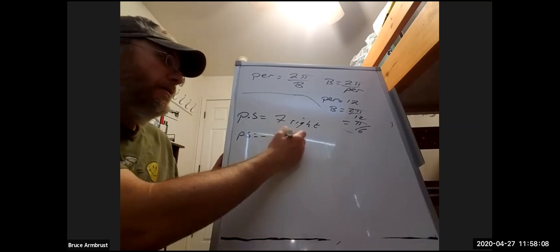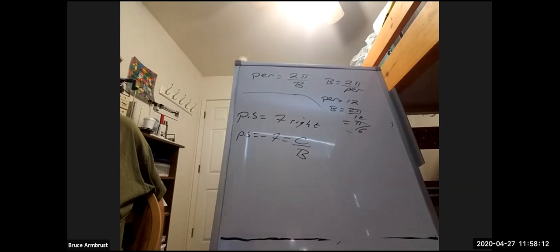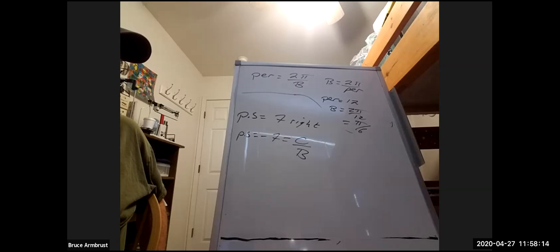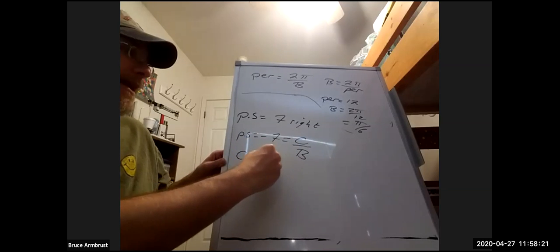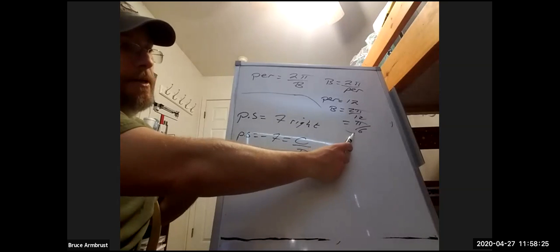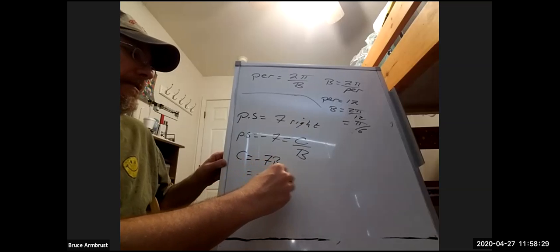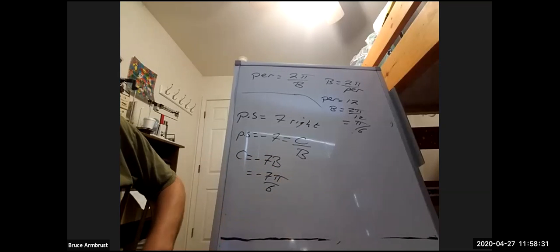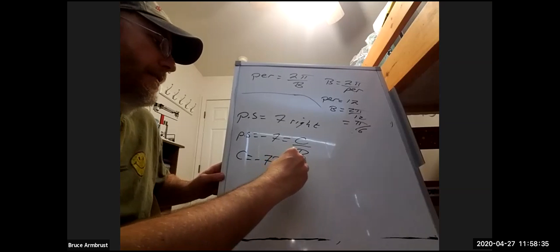And what I know is that that's equal to C over B. So phase shift is always C over B. So C then is going to be -7 times B. And we just calculated B a minute ago. We found that that was equal to pi over 6. So we end up with that C then needs to be -7 pi over 6.